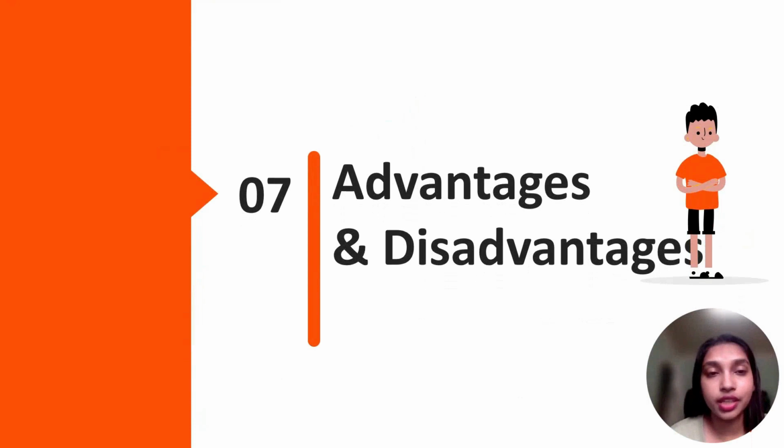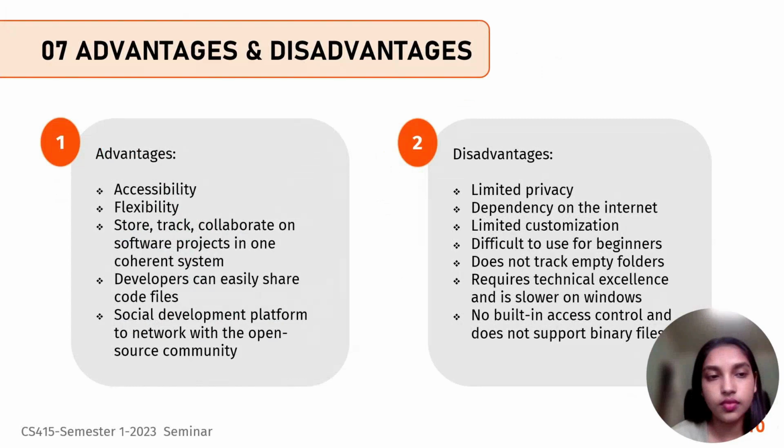Now I will be speaking on the advantages and disadvantages of GitHub. Under advantages, it can be said that GitHub is accessible because it is a cloud-based platform, meaning that the code can be accessed from anywhere with an internet connection. It is flexible because it manages code repositories. These are pull requests, issue evaluation, code reviews, and comments. GitHub also stores, tracks, and allows collaboration on software projects on one coherent system.